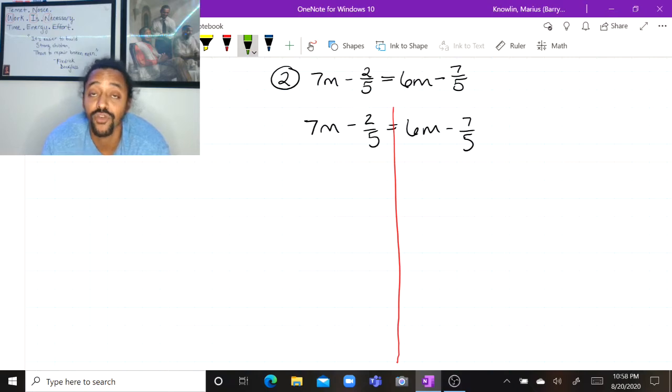That means I have to move all my constant terms to the right. So I'm going to start by subtracting 6m from both sides. And the reason I would subtract the 6m is because it was positive. So in order to move it, I have to do the opposite of it.